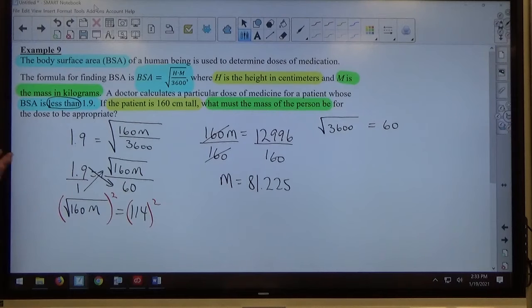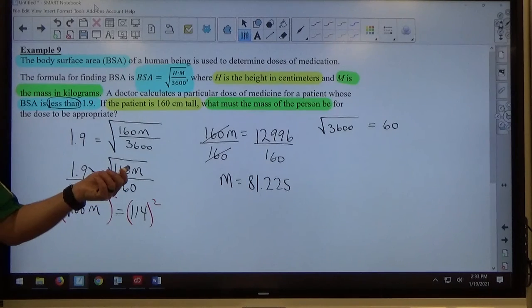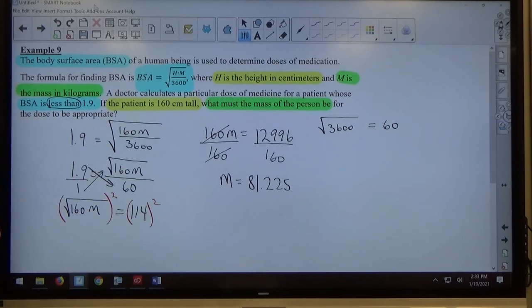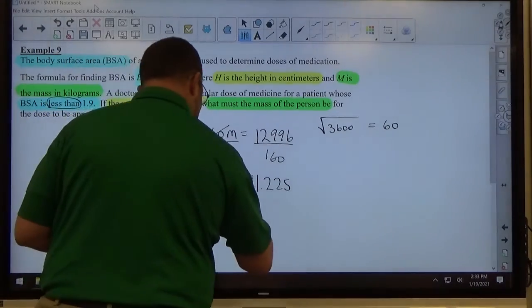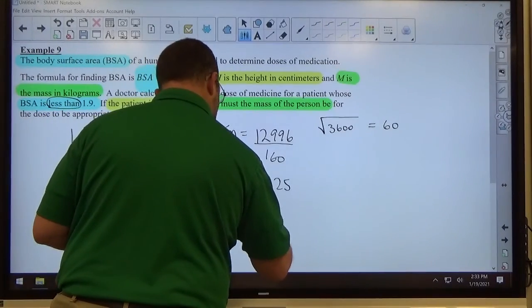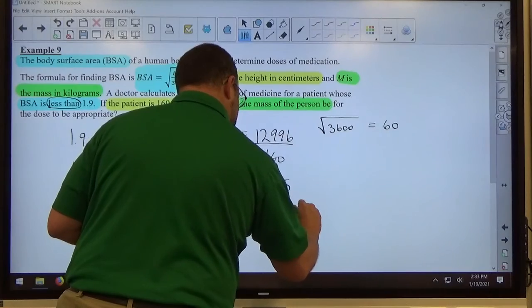Because you want to make sure the patient doesn't get too much medicine, right? So if their BSA is exactly 1.9, they should be exactly 81.225 kilograms. If they're less than 1.9, that means their mass is actually less than that number, right? We'd want their mass to be greater than or equal to that number to ensure that they're a big enough mass to take in the medication they're supposed to get. So I would say the mass is greater than or equal to 81.225 kilograms.